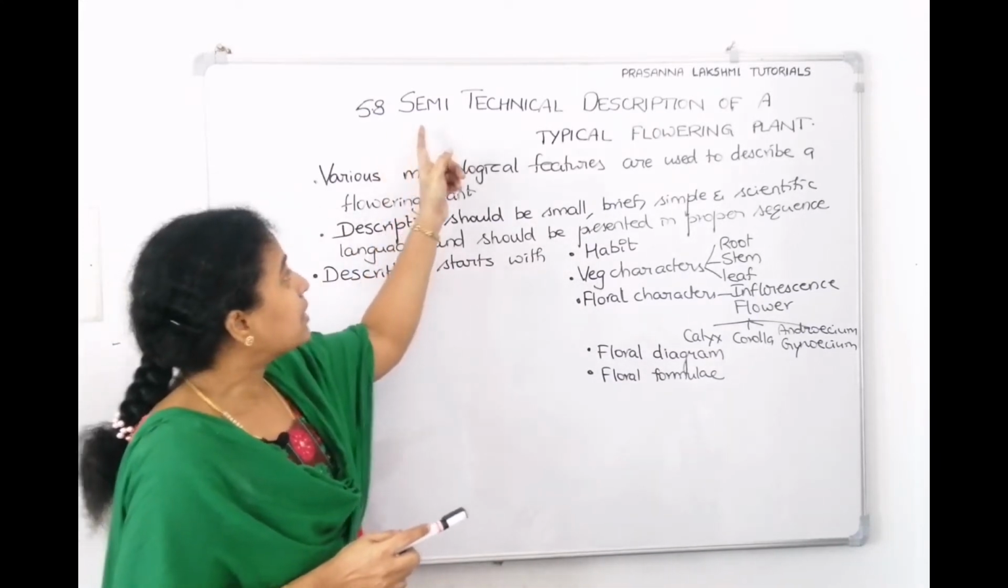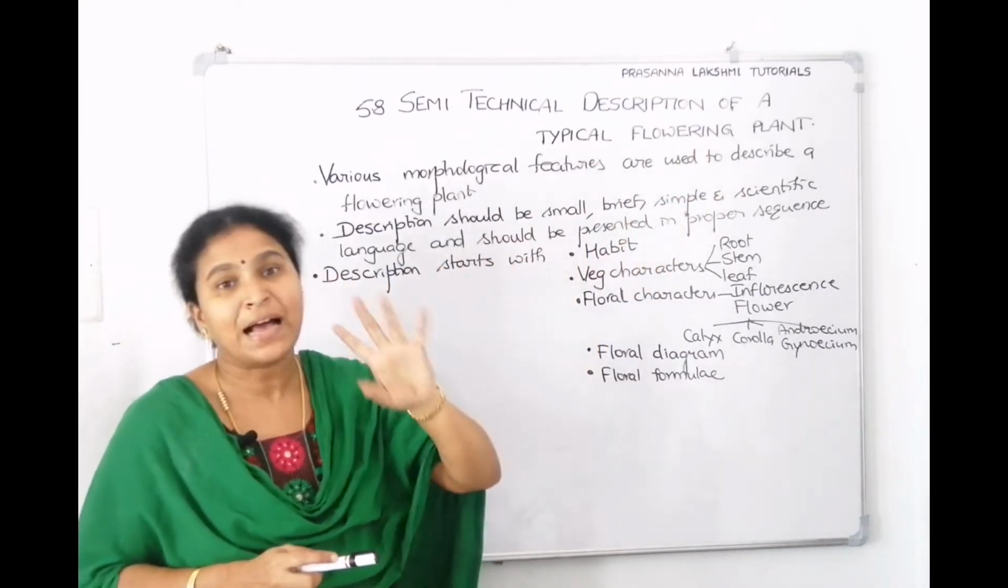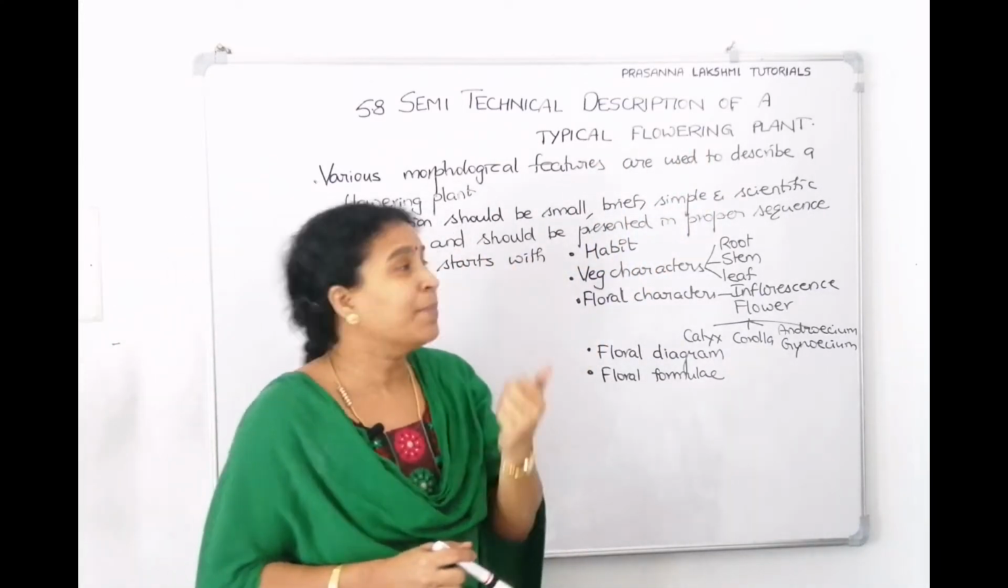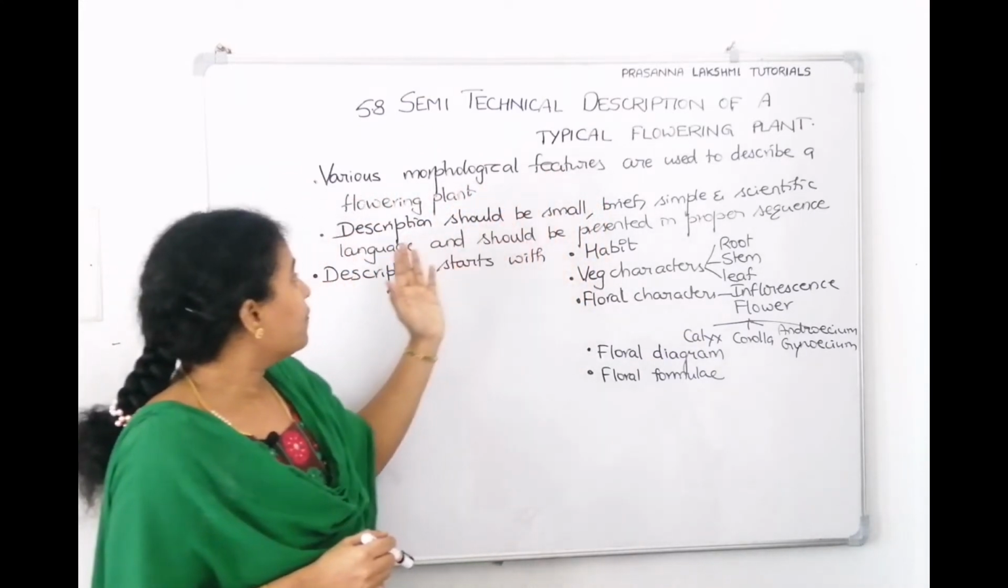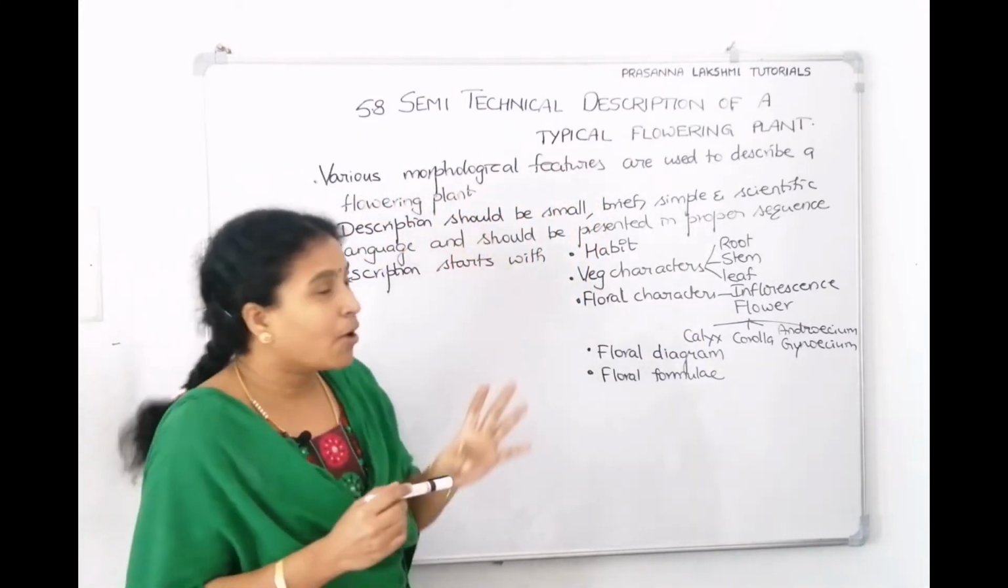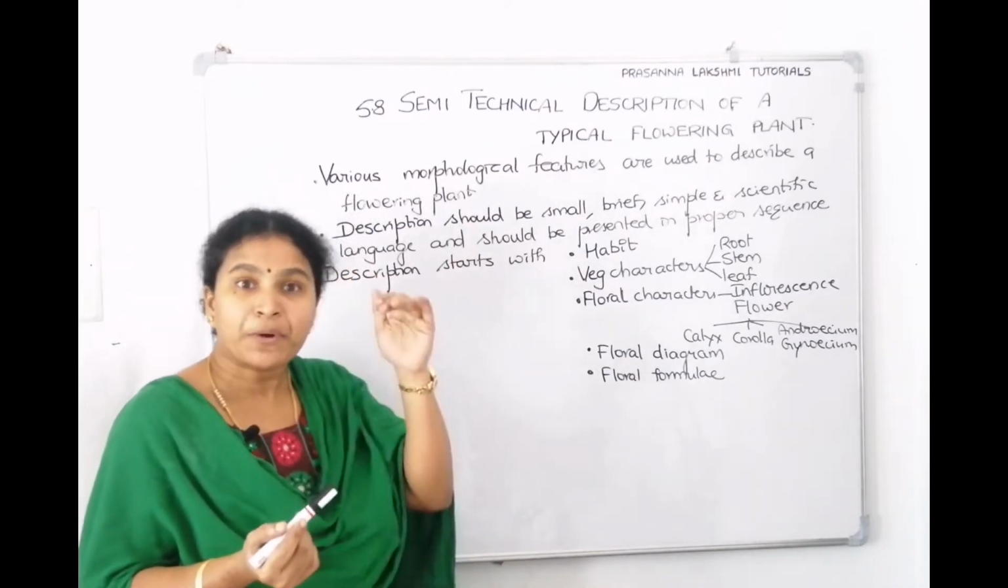So today's topic is the semi-technical description of a typical flowering plant. Typical flowering plant means angiosperm. How will you describe it? We will describe its morphological features in a small, simple, brief manner, using scientific terms, in a proper sequence.